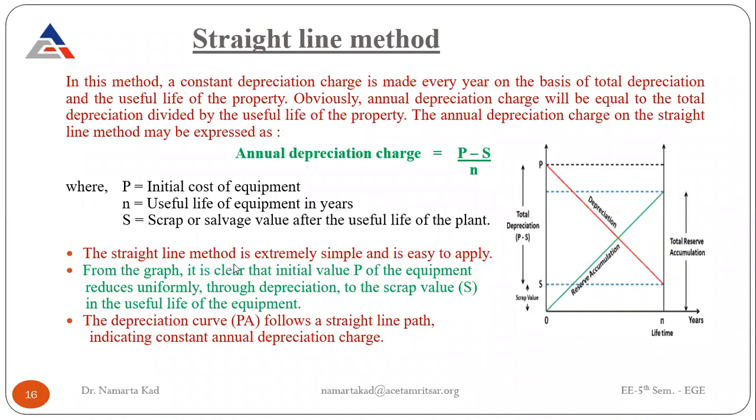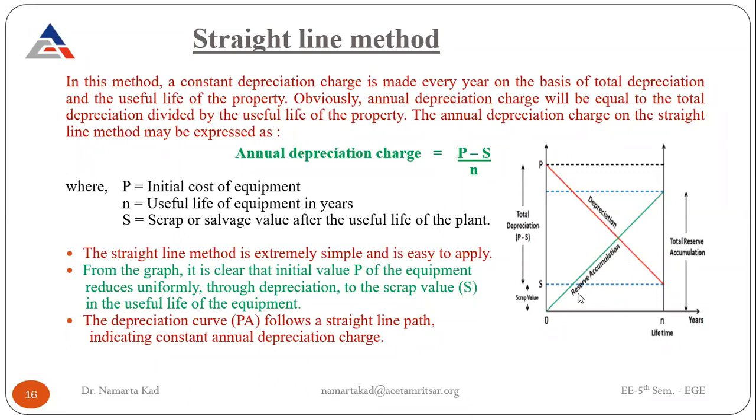The straight line method is extremely simple and easy to apply. From the graph, it is clear that the initial value P of the equipment reduces uniformly through depreciation. Like at the starting, the cost of a boiler is say 1 lakh, but after its complete usage of 30 years, its cost reduces to some 20,000. Similarly, when the boiler is new, a very small reserve accumulation is required for its repair or maintenance, but as its use increases, the reserve accumulation required also increases.